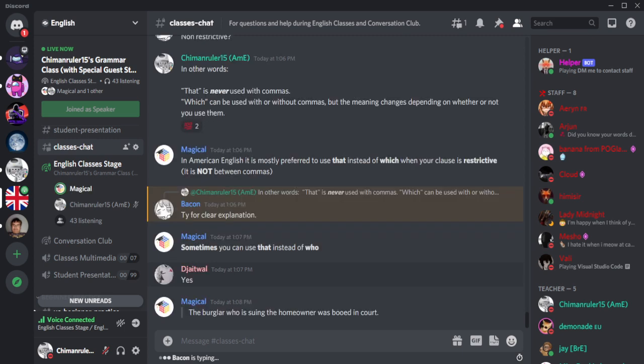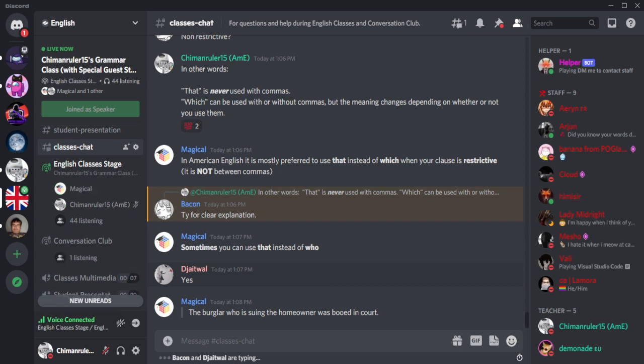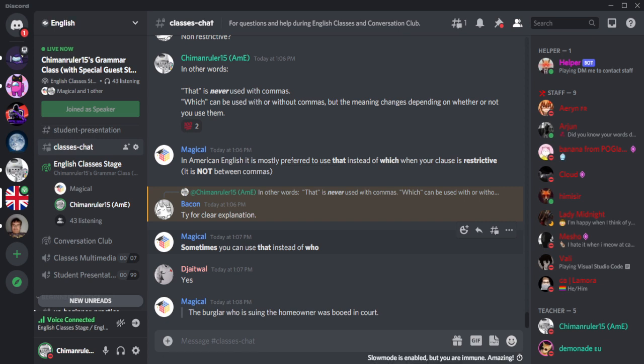See, like in this example, the burglar who is suing the homeowner was booed in court. If I change who with that, my sentence may become confusing and the reader may become confused. So whenever you think the reader may become confused if you change who with that, then do not use it. If you're pretty sure they are not getting confused, then you can do it. Yeah, it is just to avoid confusion.